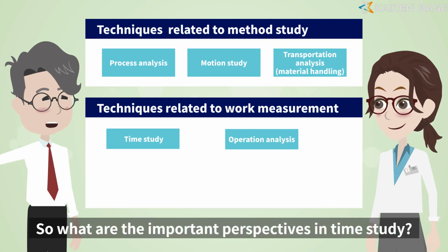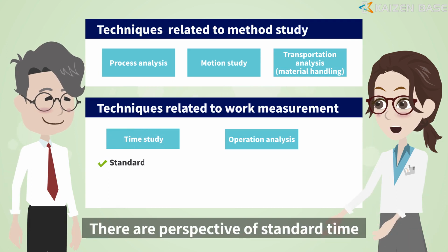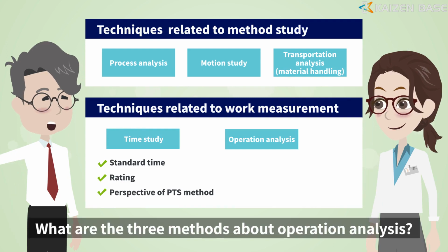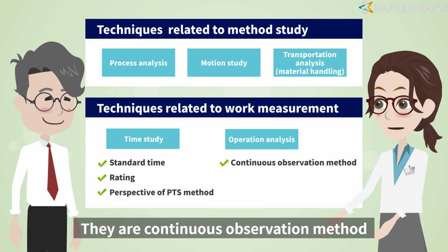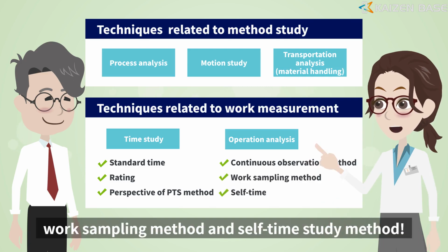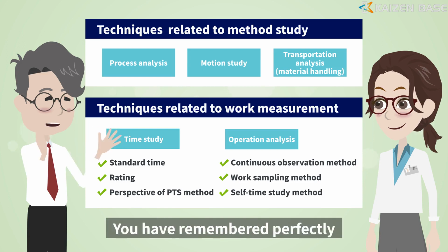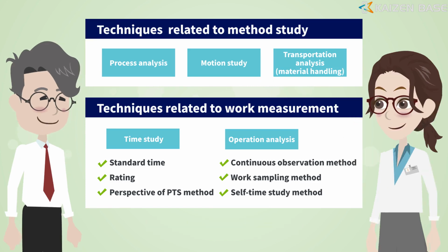So what are the important perspectives in time study? There are perspective of standard time, rating and PTS method. What are the 3 methods about operation analysis? They are continuous observation method, work sampling method and self-time study method. Oh, well done. You have remembered perfectly. Yes, I have done a thorough revision. You are very diligent.